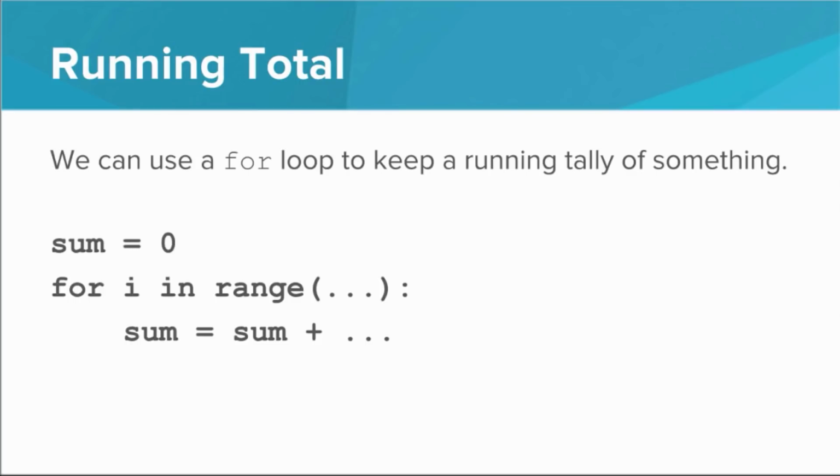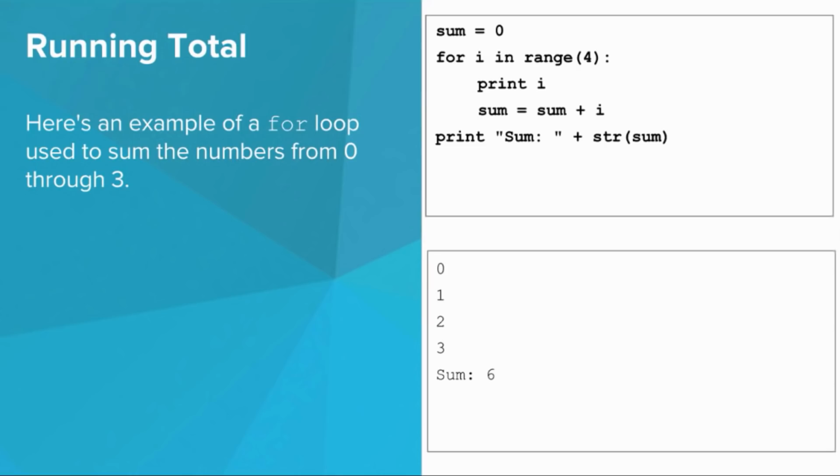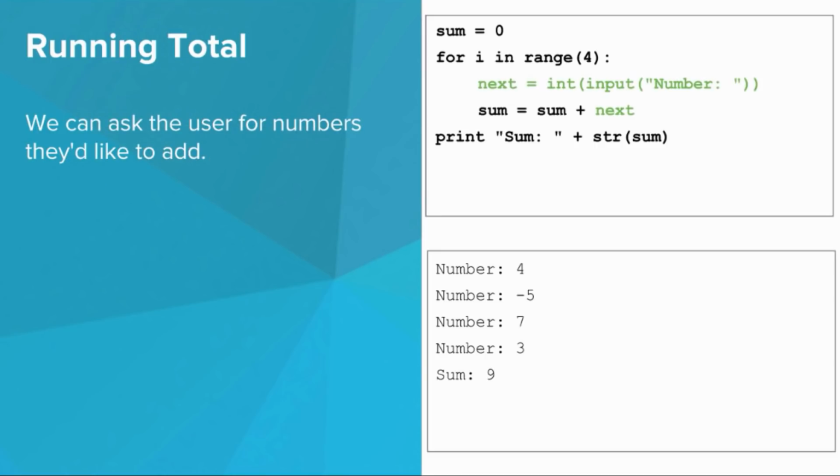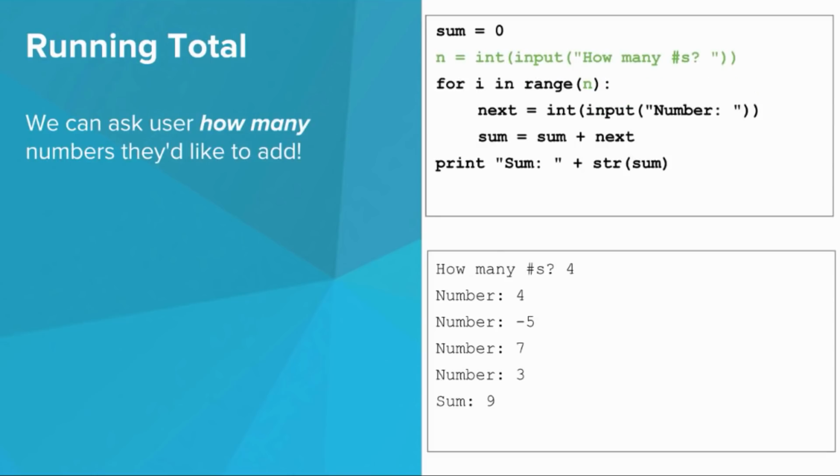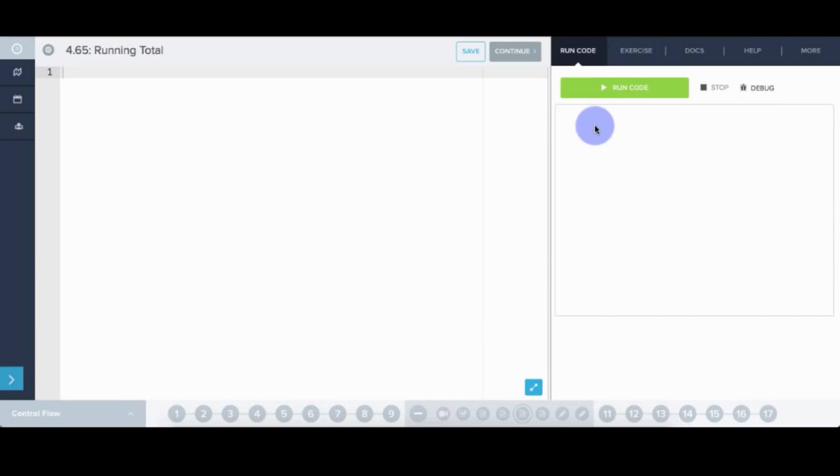One common problem you might use a for loop to solve is keeping a running tally of something. This slide shows what that loop might look like. Here's an example of a for loop used to sum the numbers from 0 through 3. We'll look at this in the editor in a second. Instead of just summing the numbers 0 through 3, we can also ask the user for 4 numbers that they'd like to add up. Finally, we can ask the user how many numbers they'd like to add. Alright, let's go through the 2 versions of the running total program.